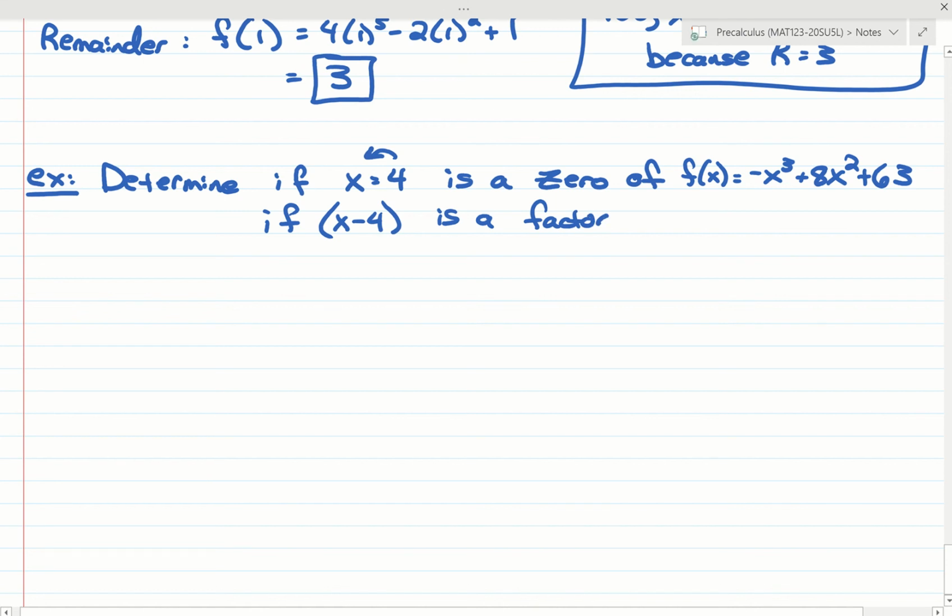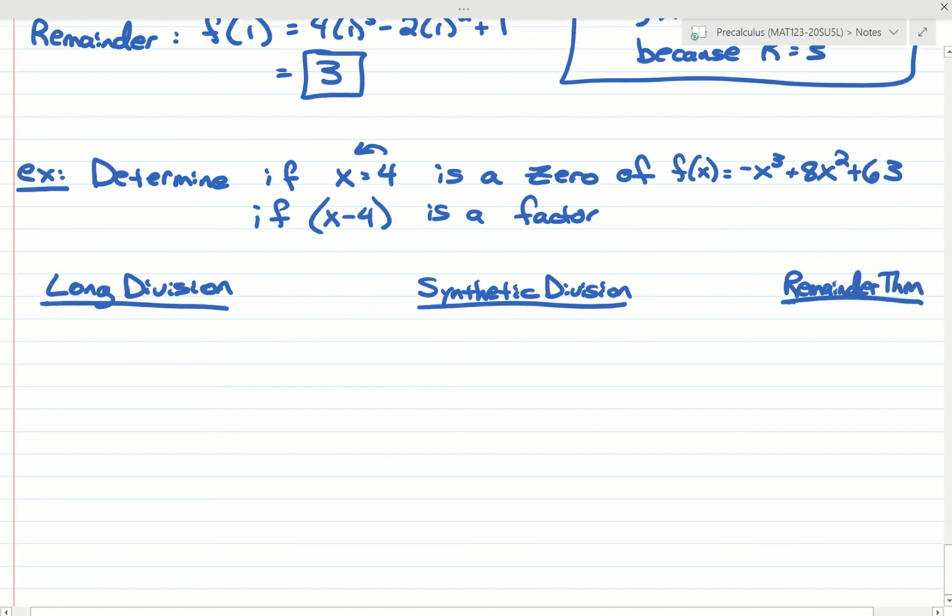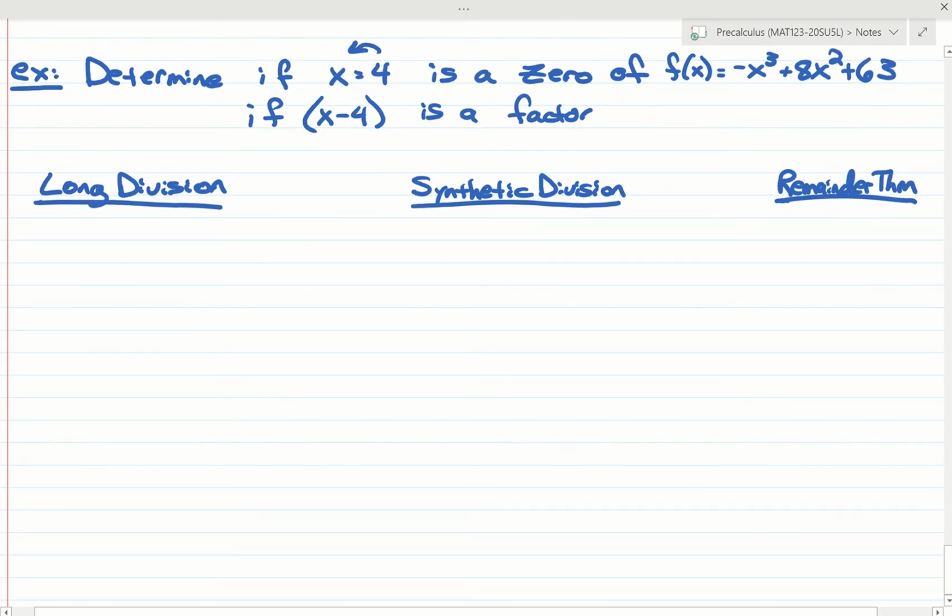Well, remember how we did this. We could do this using long division and see what the remainder is. We could do this using synthetic division and see what the remainder is. Or we could do this using the remainder theorem and see what the remainder is. So let's divide x minus 4 into negative x to the third plus 8x squared. There's no x, so we're going to put 0x and then plus 63.